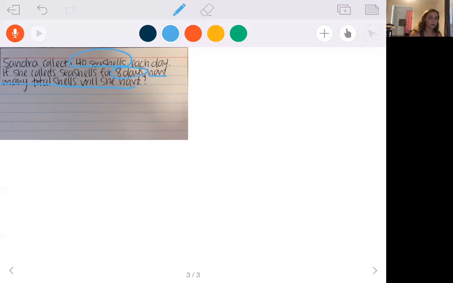Going on to my keywords, I have this word each. We've talked about how each tells me that I'm either going to be multiplying or dividing. I can even check that by saying, well, I have 40 seashells and 8 days, and I can't add or subtract seashells and days because they're not the same thing. So I either have to multiply or divide them. Now I need to look at my question and see what I'm looking for. It's looking for the number of total shells. And that word total tells me I have my 2 parts and I'm looking for a whole.